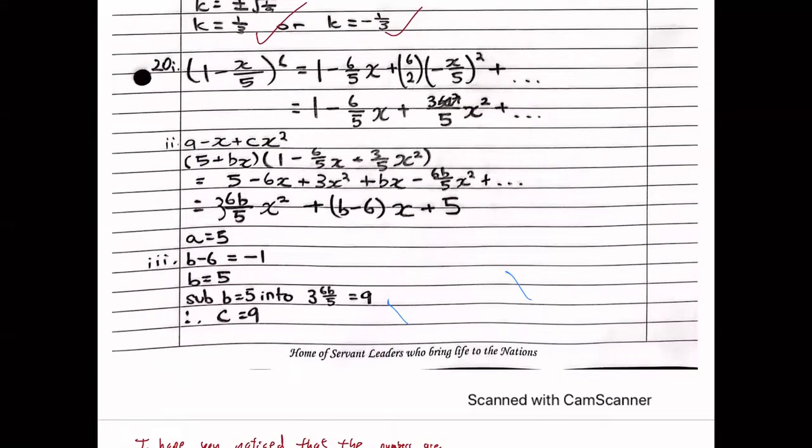Sorry. Let me read the question first. Write down in ascending powers of x the first 3 terms in the expansion of (1 minus x over 5) power 6 and simplify the coefficients. Okay, let's mark it now. Sorry.